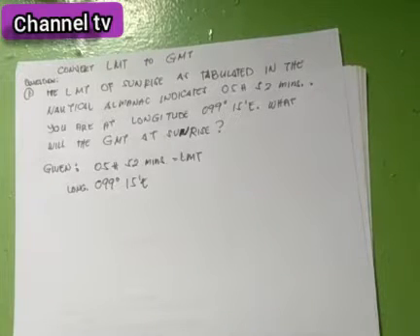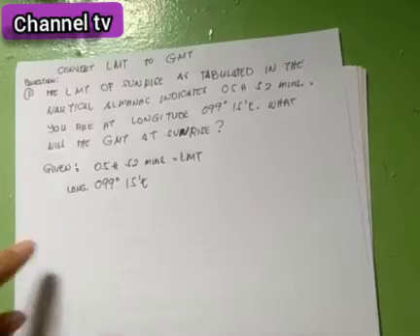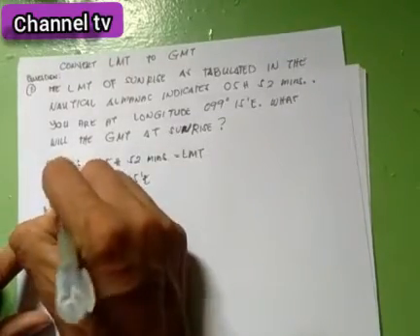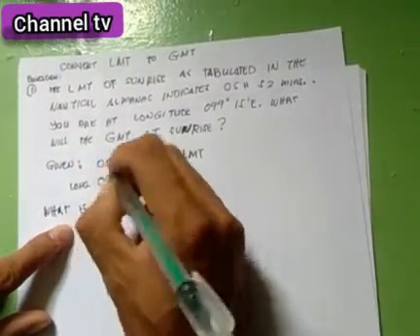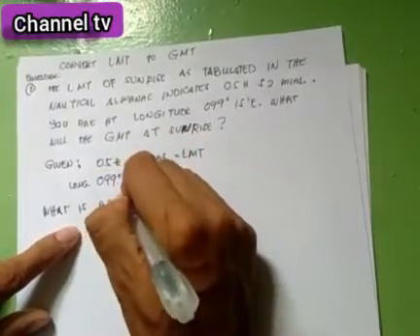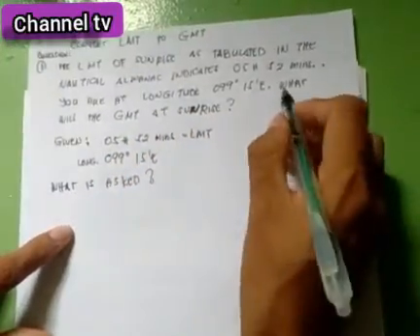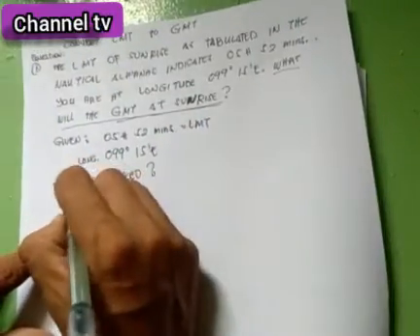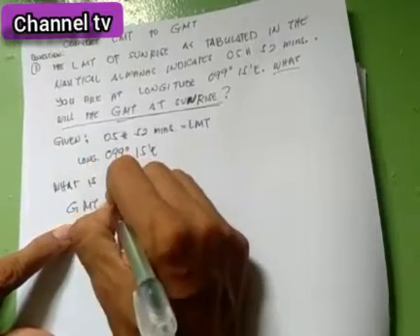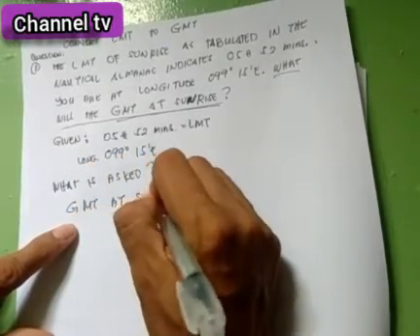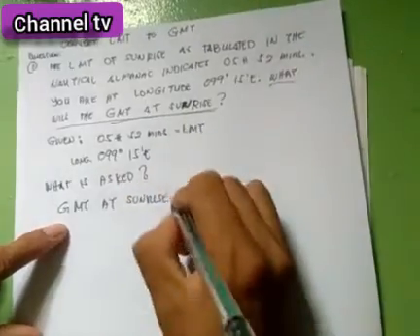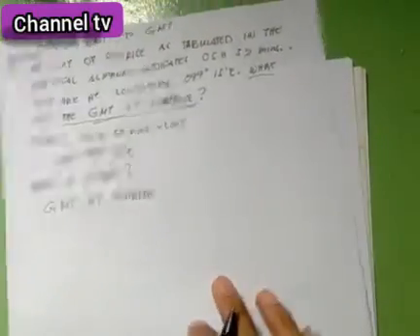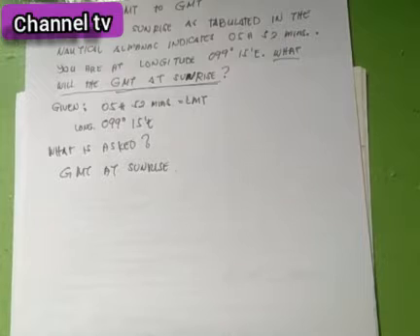So ilagay natin ito, what is us? What will be the GMT at sunrise? So, step 1 natin ito. Step 1 is converting arc to time.